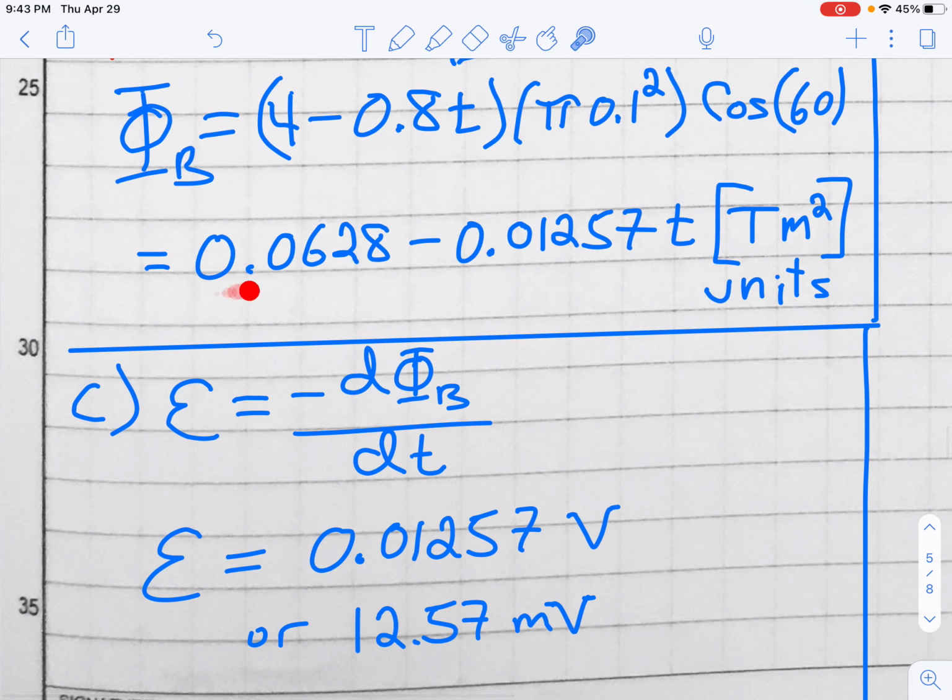So I didn't show everything, but when you take the time derivative of this, pretty easy, right? This term is a constant, so it cancels. And this term is just t to the first power, so that's it. That negative could cancel with that one. Again, you're just looking for a magnitude here, so that, or you could put it in millivolts if you wanted to. Milli times 10 to the negative third, 1, 2, 3.